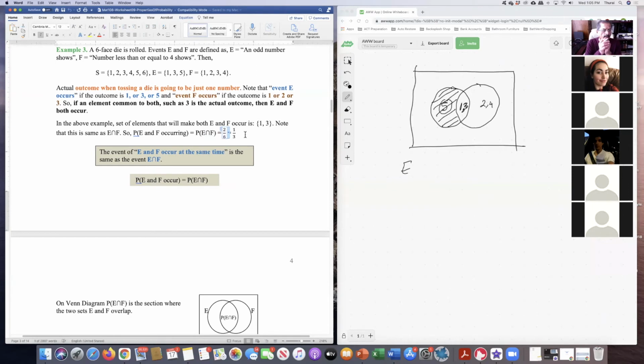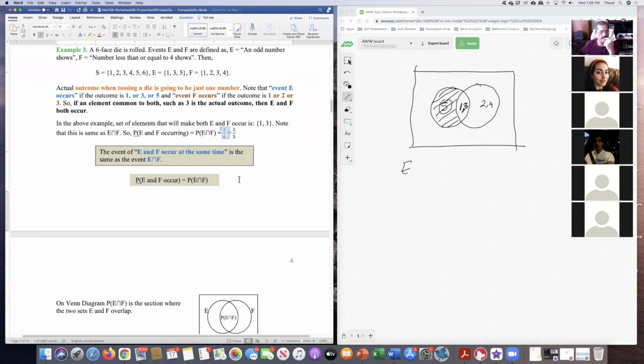So if they ask for the probability of E and F occurring, then you have to find the E intersection F and find the probability of that. E intersection F has 2 elements, and therefore the probability of E intersection F is 2 over 6, equal to 1 over 3.